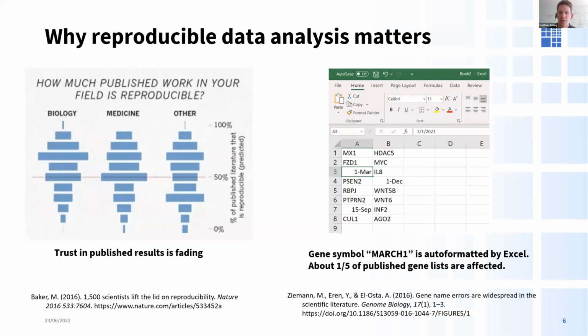A lot of researchers are still using Excel for data analytics to collect their data. As we have seen in the past, it's not an optimal tool. For example, some genes like the MARCH1 gene are interpreted by Office as a date rather than a gene symbol, which led to some falsifications of big scientific studies, with about 1/5 of published studies being affected by that. Basically, this shows that selecting the right tools for working with data is crucial to get good results.